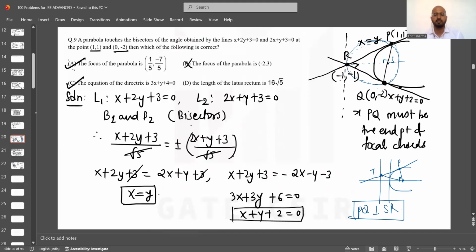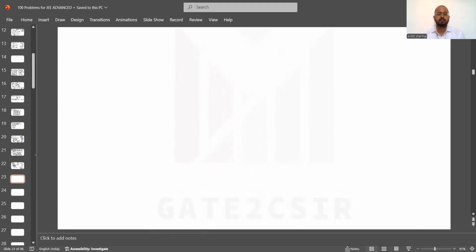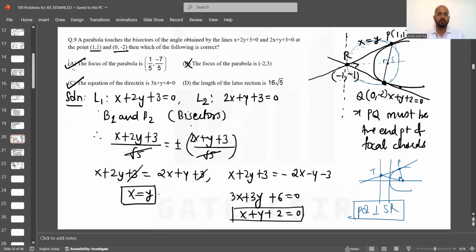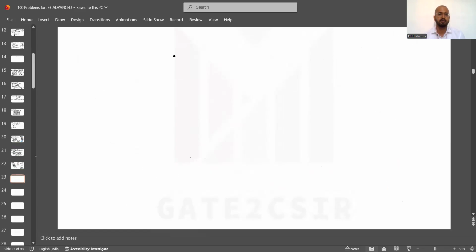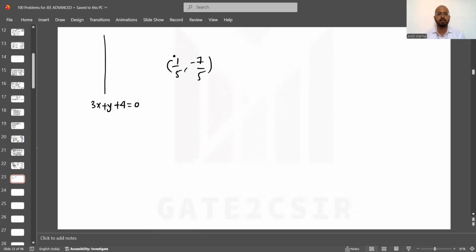Now we need to find the length of the latus rectum. So for the length of the latus rectum, suppose this is my focus. Focus is (1/5, -7/5). And the directrix is 3x plus y plus 4 is equal to 0. This is the directrix. And now we have to find the length of the latus rectum.